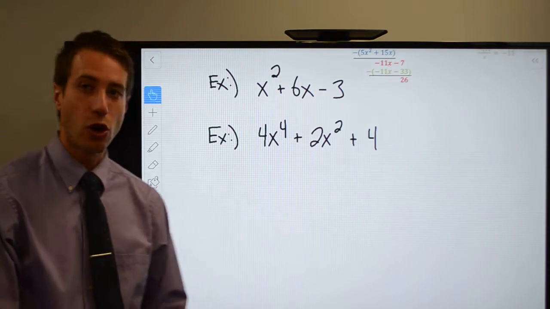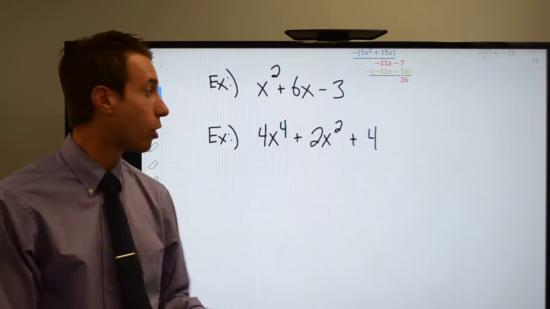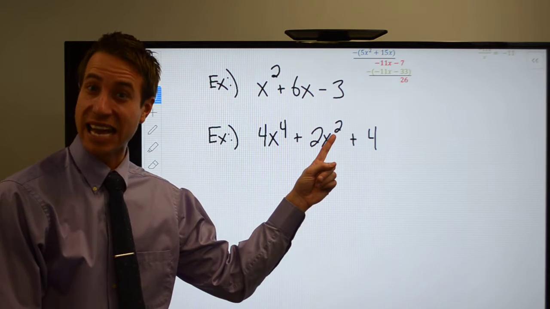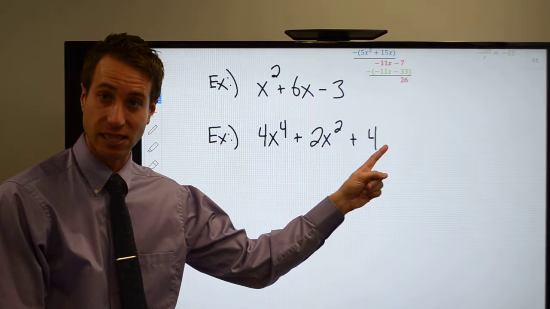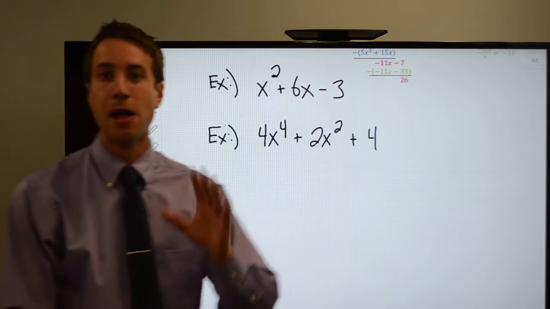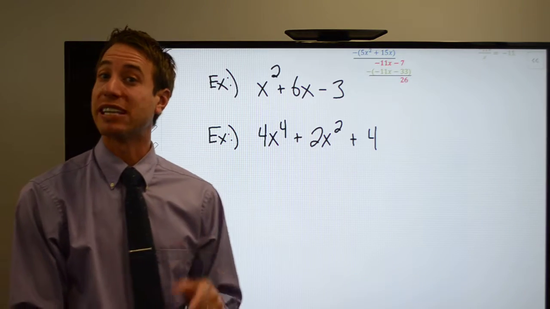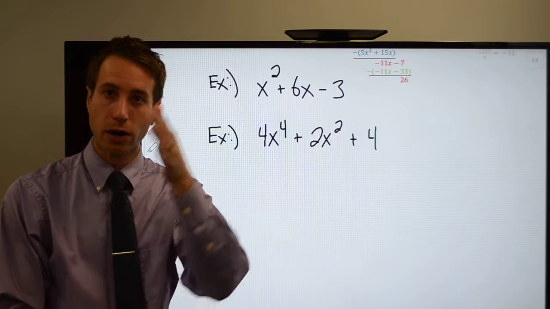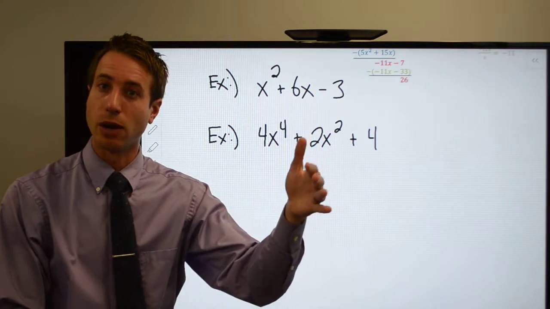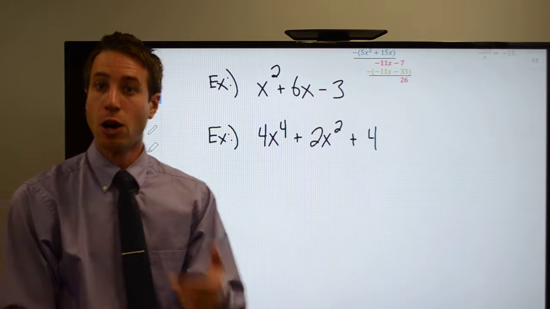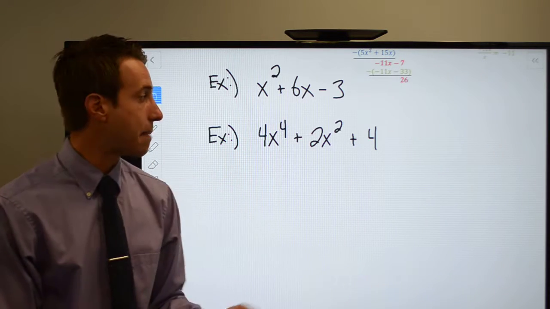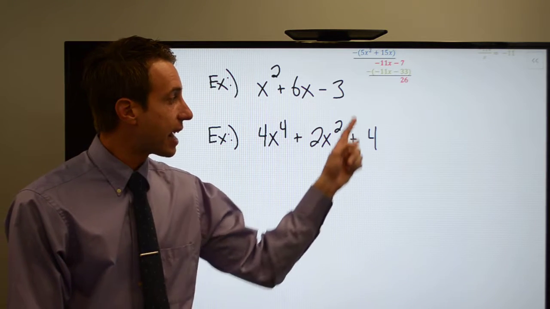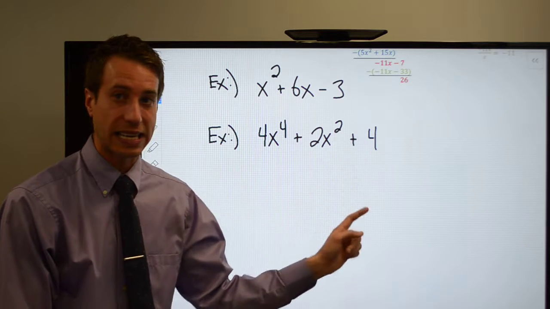Well, this polynomial is in descending order. X to the 4th is the highest power, x squared is the next highest power, and x to the 0 is the smallest power. But not every power is represented, right? Starting at the 4th power, I go from 4 to 2 to 0. Who's missing? Well, I'm actually missing 2 of them. I'm missing an x to the 3rd, which would go right in here, and I'm missing an x to the 1st, which would go right in here.